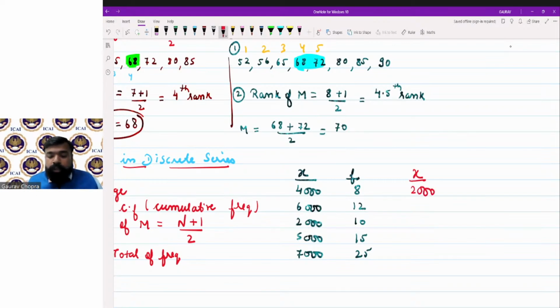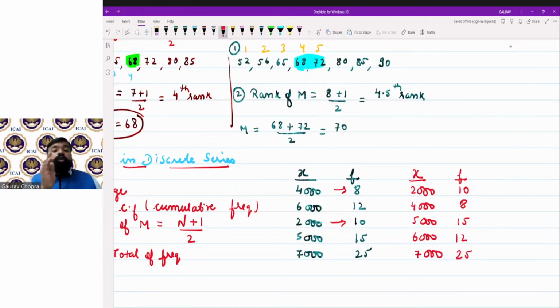So smallest value is 2000. And what is the frequency of 2000? Respective frequency will remain same. That is 10. Then next number is 4000. Respective frequency is 8. Then number is 5000, 15, 6000, 12, 7000, 25. So X and F, these we have arranged.